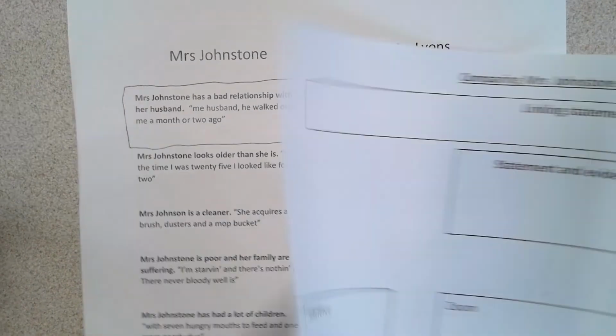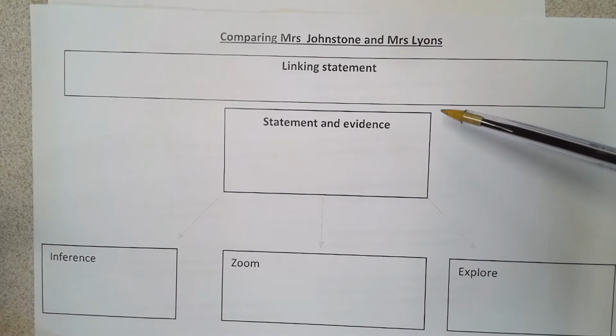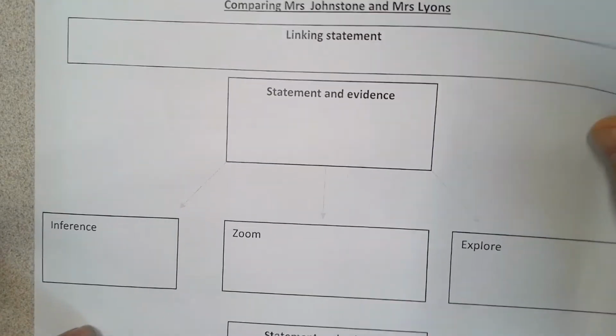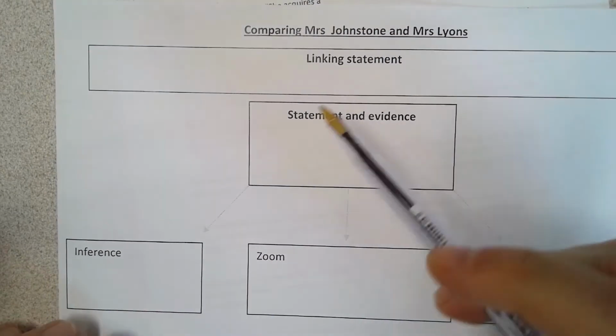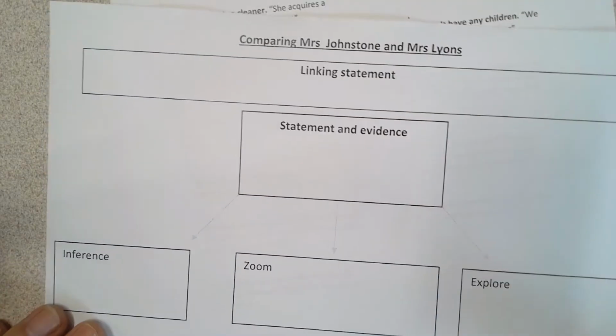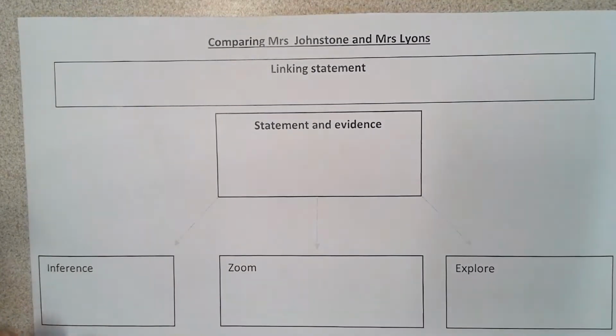You should also have a page that looks a little bit like this, comparing Mrs. Johnstone and Mrs. Lyons. I appreciate if you're at home it's going to be difficult to print this out, so even if you just write these headings down and write your ideas beneath them, that would work. If you can print it out, brilliant; if you can't, don't worry too much. I'm going to show you how to fill this sheet in.